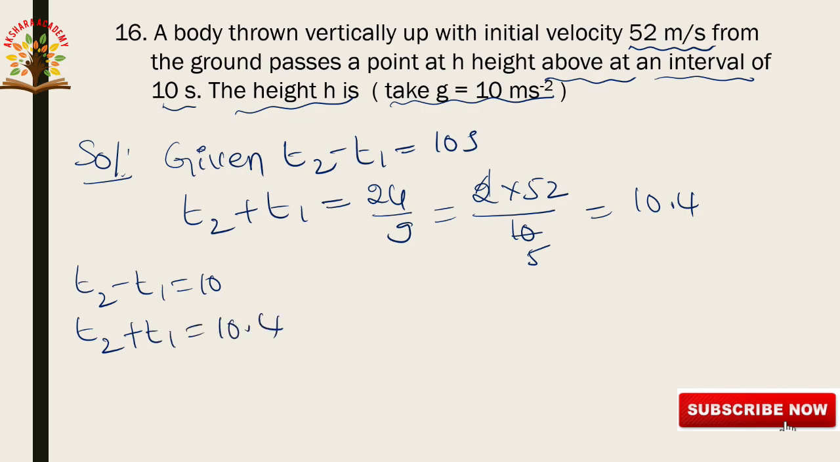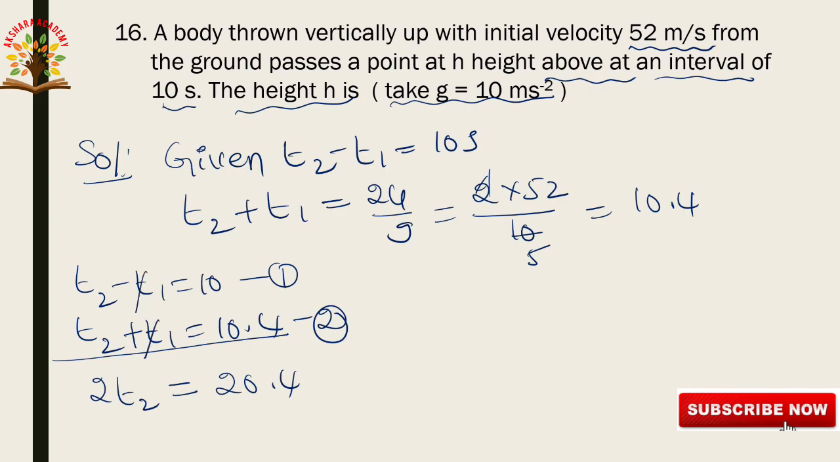From these two equations, we are getting 2t2 is equal to 20.4. Here from these two equations, plus t1 and minus t1 will cancel each other. t2 plus t2, 2t2, is equal to 10 plus 10.4, 20.4. So from this we are getting t2 is equal to 10.2 seconds, 20.4 by 2.